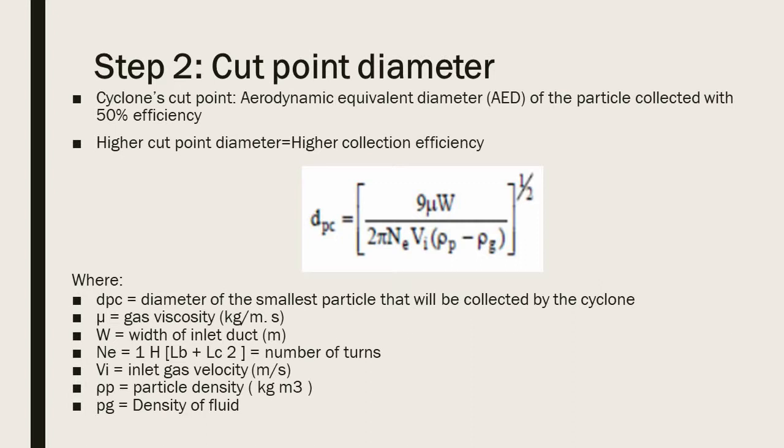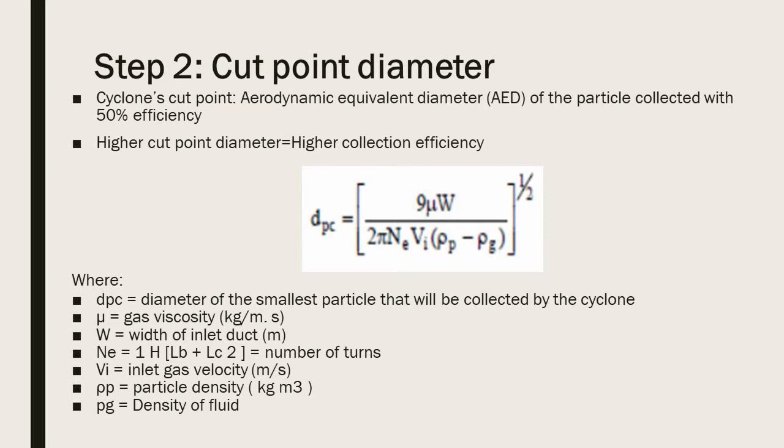The second step would be determining the cut point diameter. The cyclone's cut point is the aerodynamic equivalent diameter of the particle collected with 50% efficiency. Higher cut point diameter, higher collection efficiency.